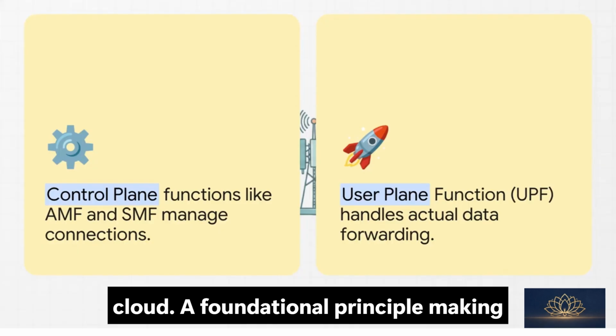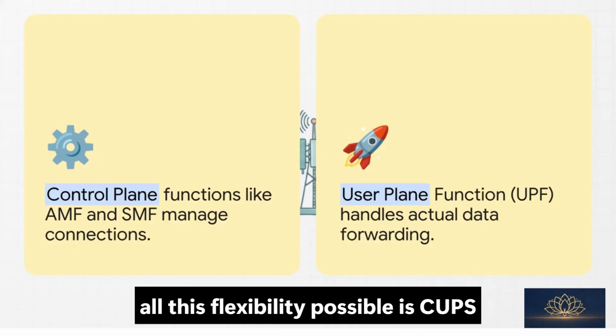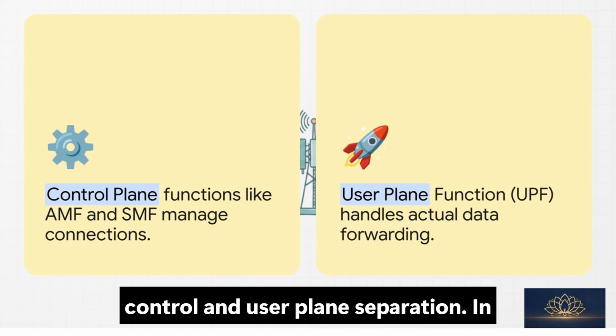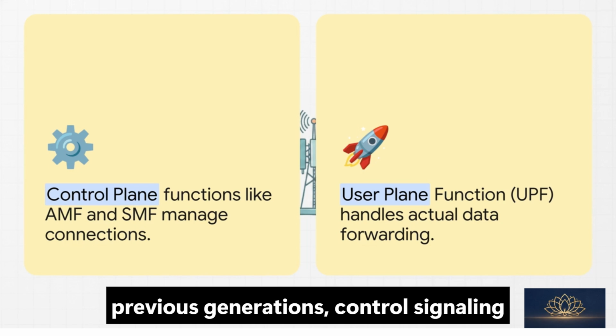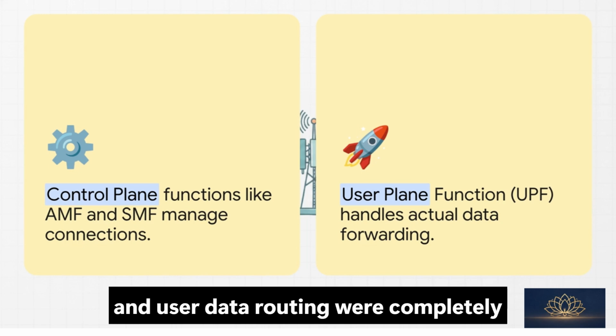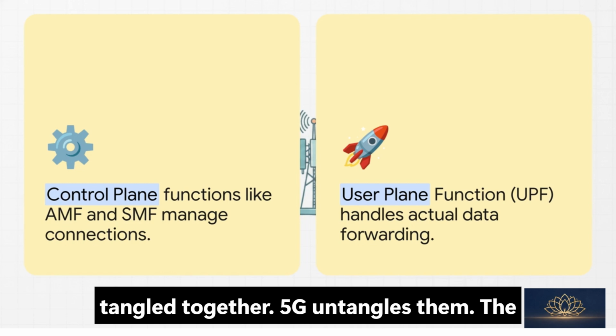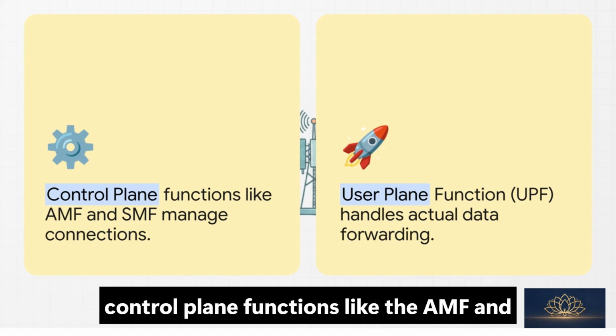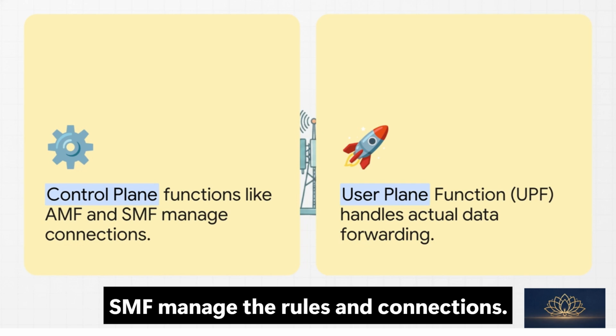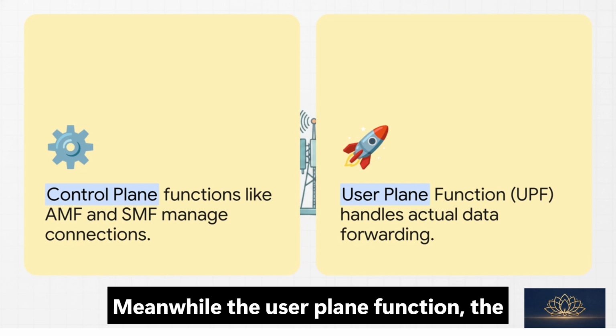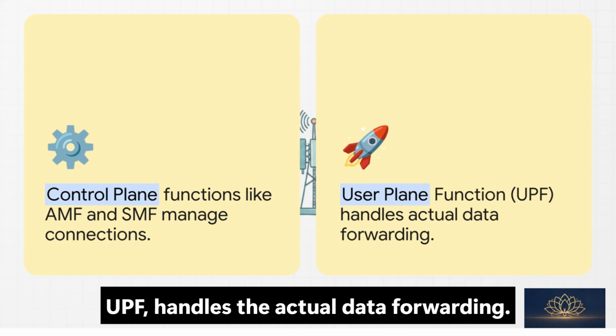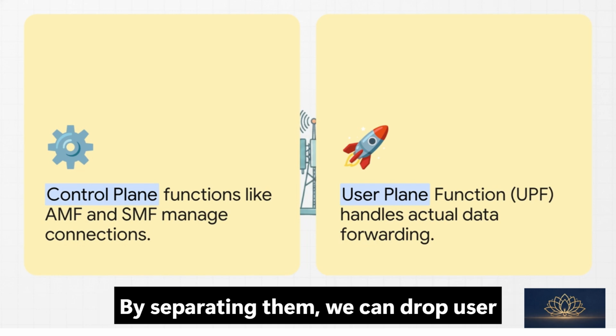A foundational principle making all this flexibility possible is CUPS, control and user plane separation. In previous generations, control signaling and user data routing were completely tangled together. 5G untangles them. The control plane functions, like the AMF and SMF, manage the rules and connections. Meanwhile, the user plane function, the UPF, handles the actual data forwarding.